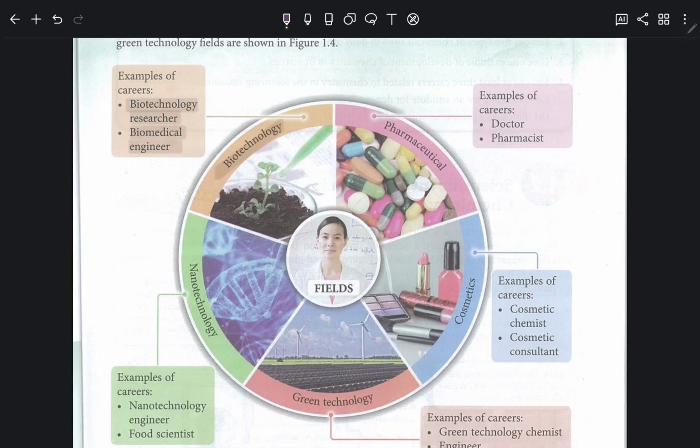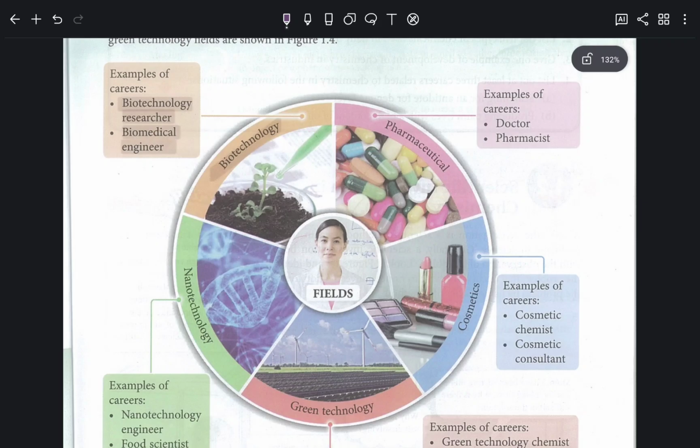Tapi biomedicine dia lebih kepada area medicine lah. Okay, but it's a good thing. So biotechnology ni dia lebih kepada producing technologies to help humans, animals and plants, the fundamentals of the earth, to help them. Okay, and then pharmaceutical.